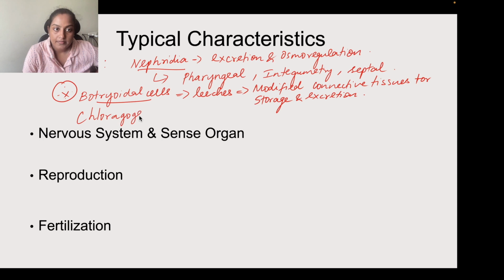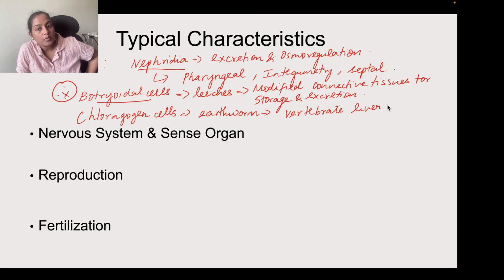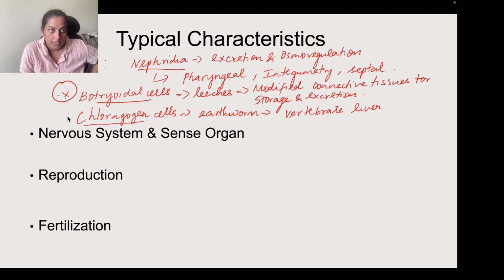Chlorogogan cells. What are they now? You can see them in the earthworm, which is nothing but similar to that of the vertebrate liver. Okay, so which is analogous to the vertebrate liver. So note these 2 questions.